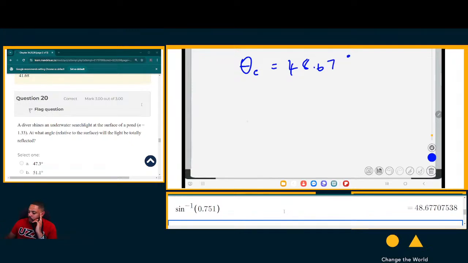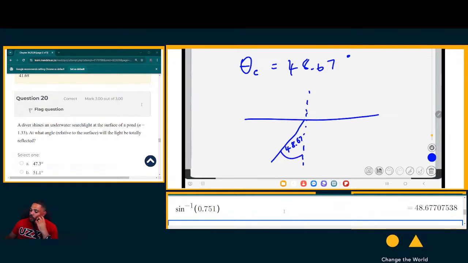Now, the critical angle is measured from the normal. Okay, let me just do this. That's the angle. There's the normal. We have the normal coming down. That's the boundary between these two. And then we have it at the critical angle of 48,67. So 48,67 is the critical angle here.